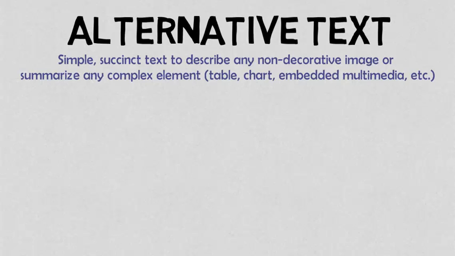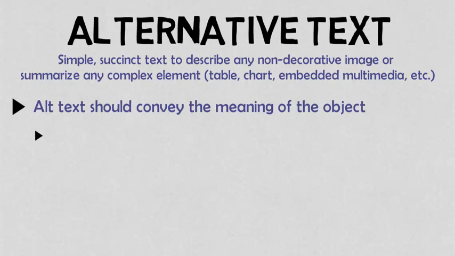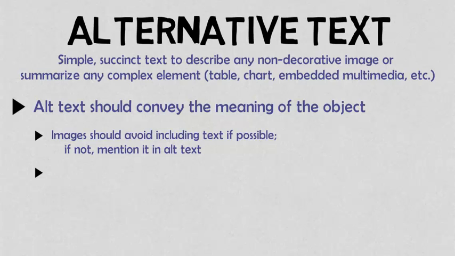Alt text should be simple and succinct. Anything longer requires a separate written description. An appropriate character length of alt text would be about 140 characters, though different assistive technologies will translate or read different maximum lengths or even none at all. Alt text should convey the meaning of the object. As a rule, images should avoid including text as part of the image, but if that's not possible, the text part of the image should be mentioned in the alt text description.